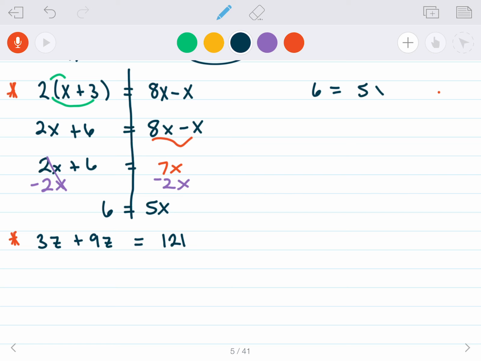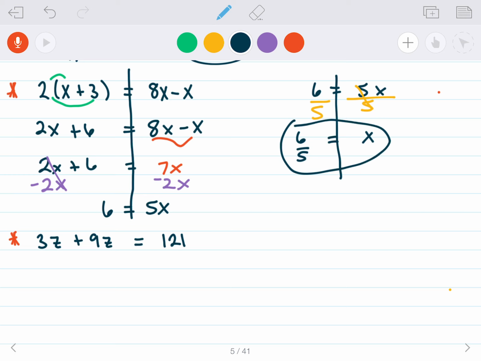6 equals 5x. On the right, what's happening to x is multiplication by 5. How do I undo multiplication by 5? I need to divide both sides by 5. And when I do that, I get x is equal to the fraction 6 over 5. And that is my answer there.